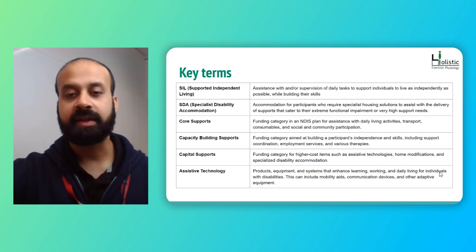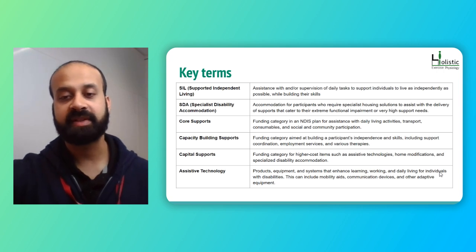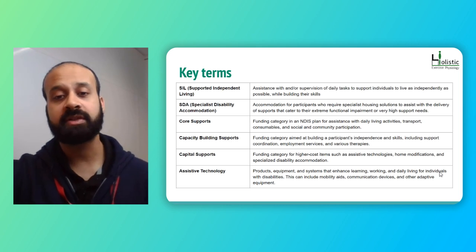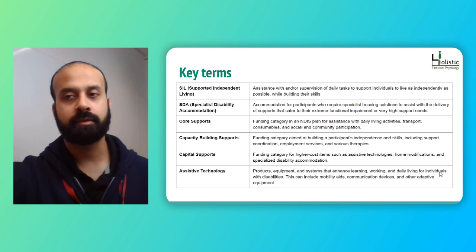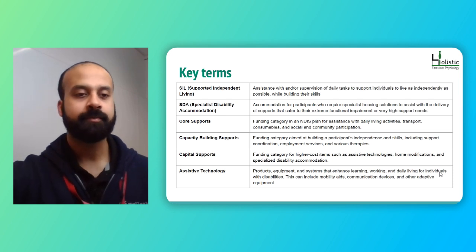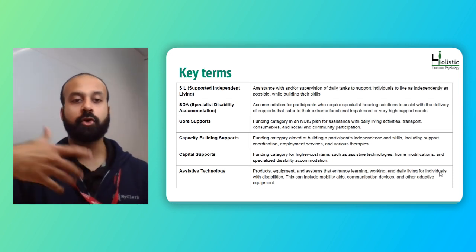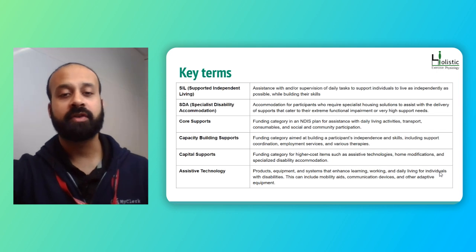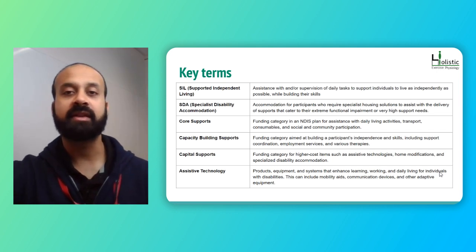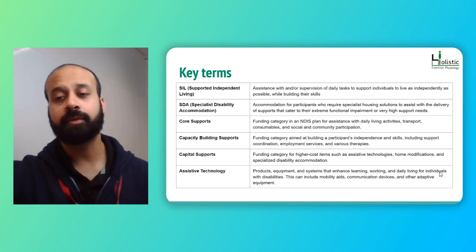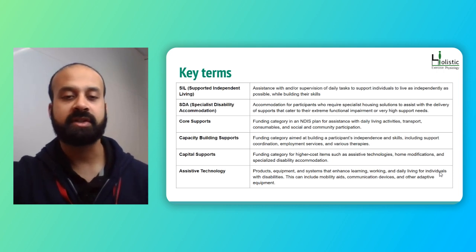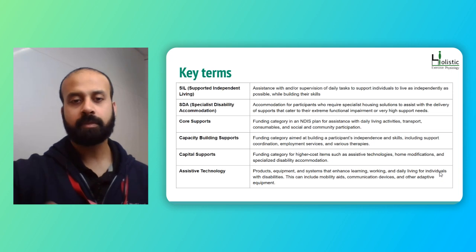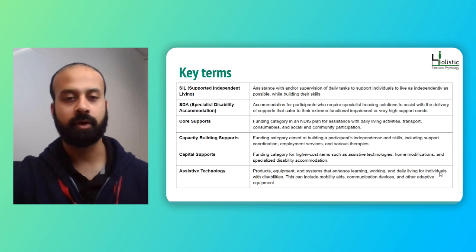Capital supports is funding for the participants to purchase equipment or even home modifications, and so really buying things that help them to live a better life, I suppose. So let me do that again. Capital supports is funding for them to buy stuff, for example, or home modifications can be included. So purchases to help the participant achieve their goals.